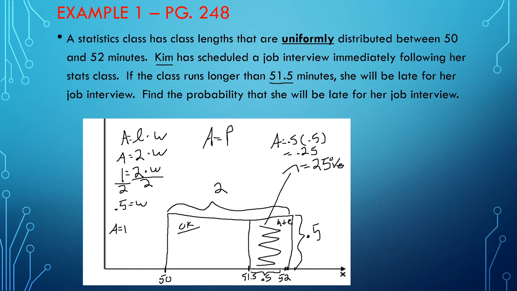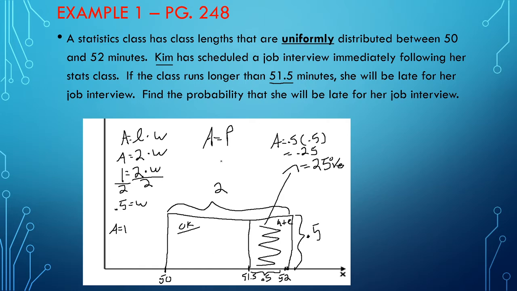There's a 25% chance that she's going to be late to her job interview if her class has this layout to it. So again, the idea here is that density curves, both uniform and normal, are a way to represent probability as a geometric area. And then because we can represent it as a geometric area, we can use geometry tactics to figure out these problems that would normally be quite hard and difficult.